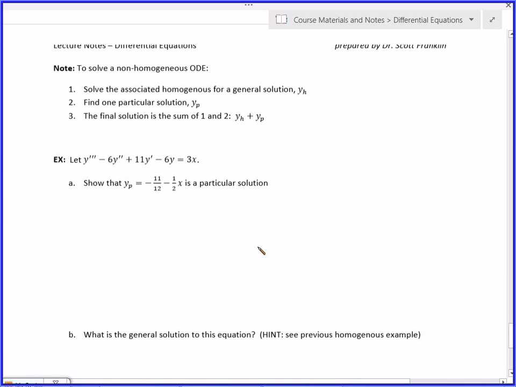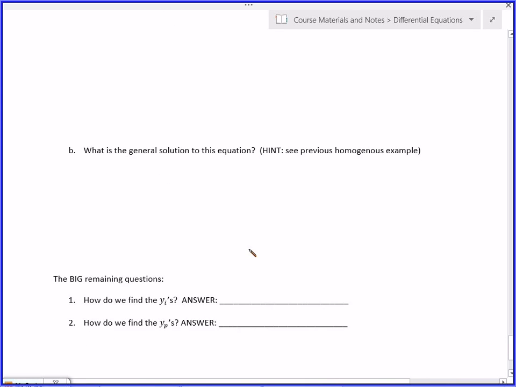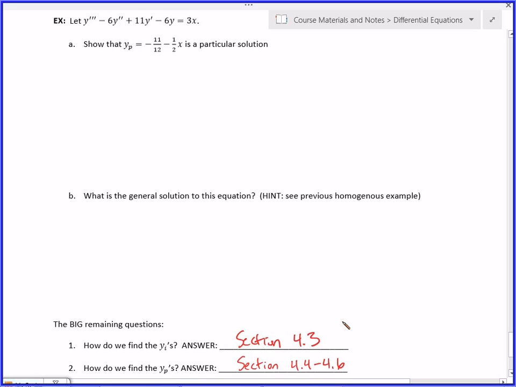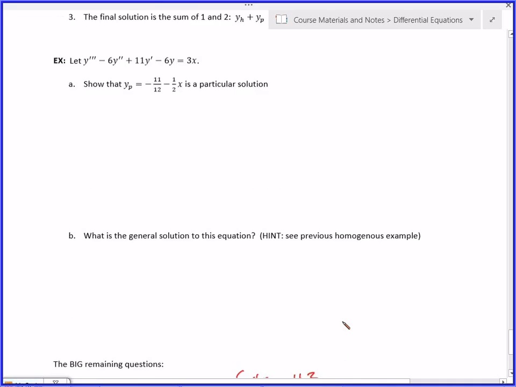Okay? Just, by the way, I'm going to jump ahead. The blanks at the bottom of page 7. How do we find the homogeneous solution? That's going to be what we cover in the next section, 4.3. And then how do we find the yp's? Well, you can probably guess by the number of sections this involves that that's the harder question. Section 4.4 through 4.6.